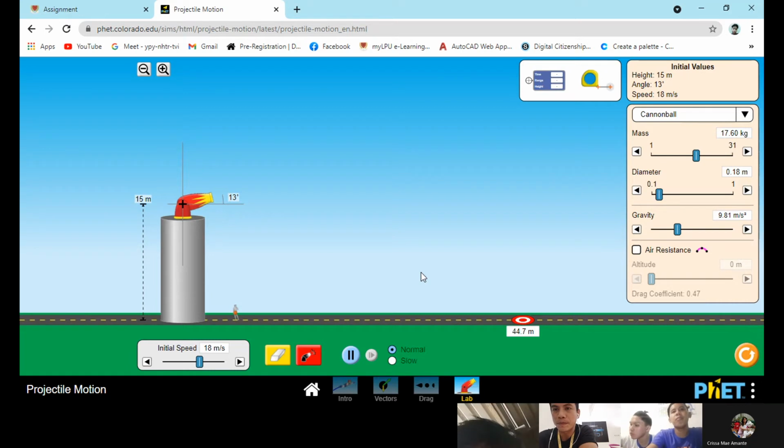So for number 7, is the time of flight directly proportional to the speed? Explain. So our answer is, we provided a picture and our answer is yes. The time of flight is directly proportional to the speed. When the speed increases, the time of flight in the vertical direction will also increase and vice versa.